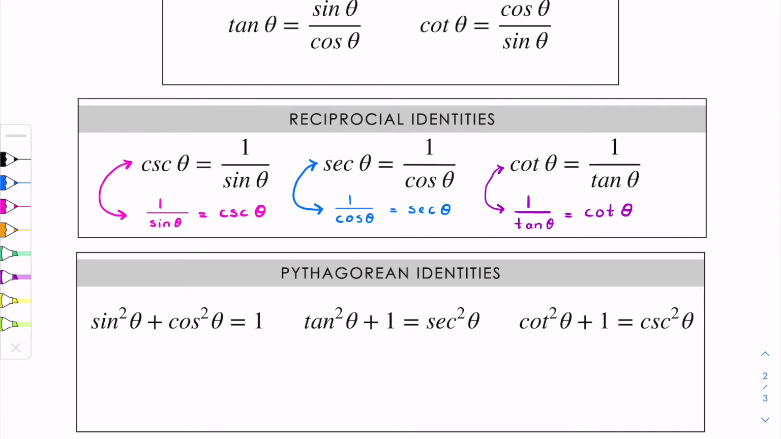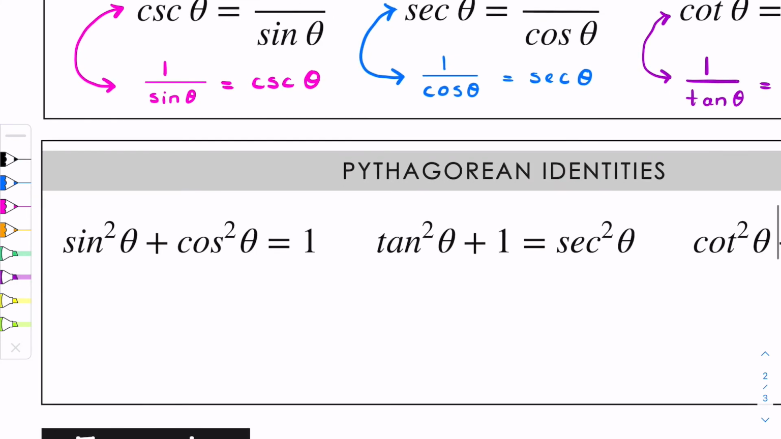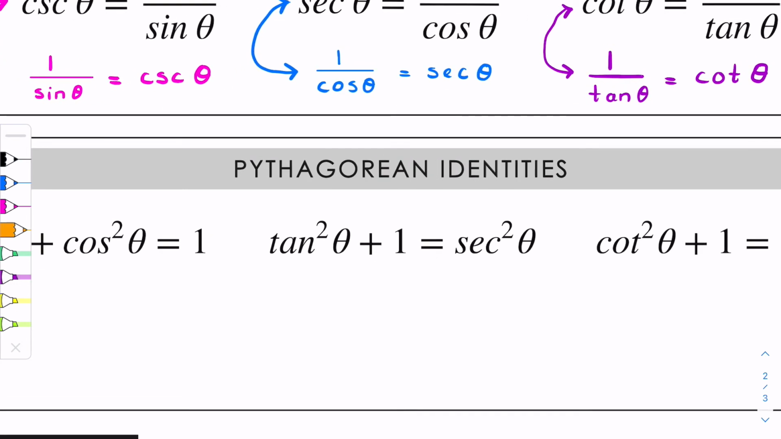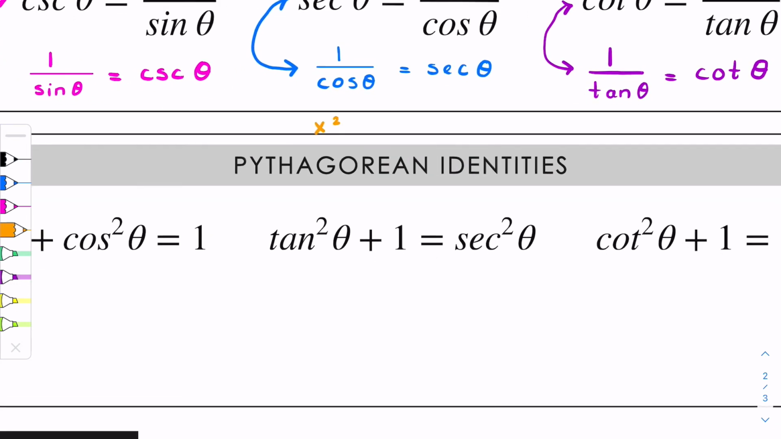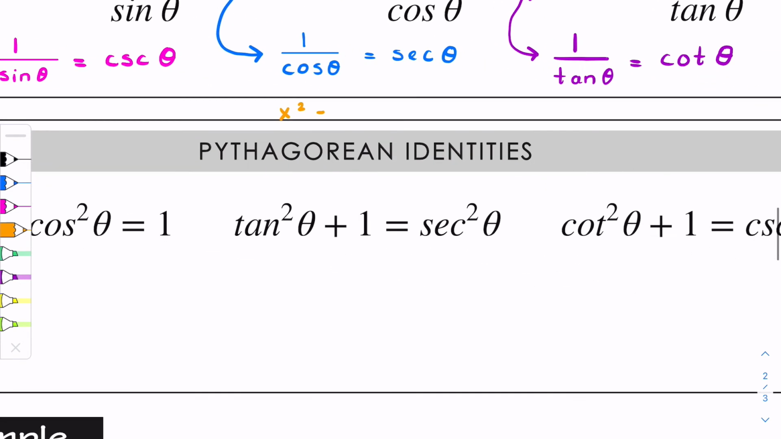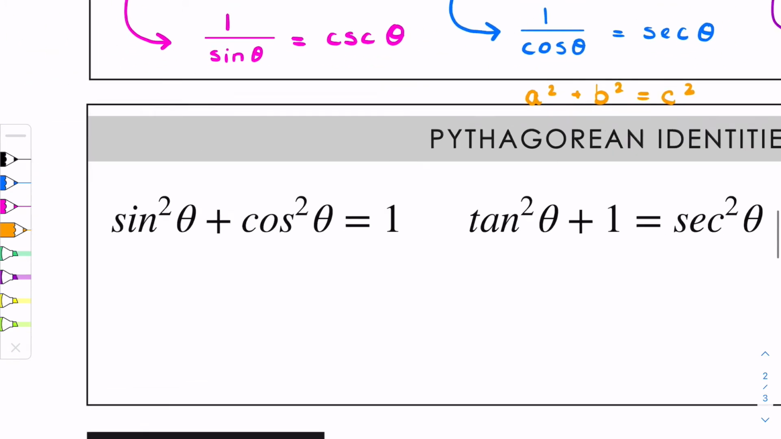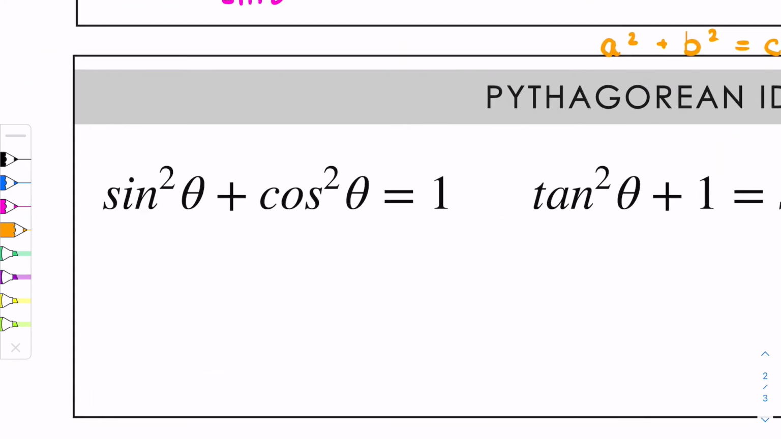And the last set of identities is called Pythagorean identities. Pythagorean identities come from the Pythagorean theorem, which says that x squared plus, actually, when you learned it, you probably learned it as a. So I'll use that. A squared plus b squared is equal to c squared. This is the same thing. If we look at the first Pythagorean identity, we have sine squared plus cosine squared is equal to 1, or you could say 1 squared, but 1 squared is 1, so we just say is equal to 1.